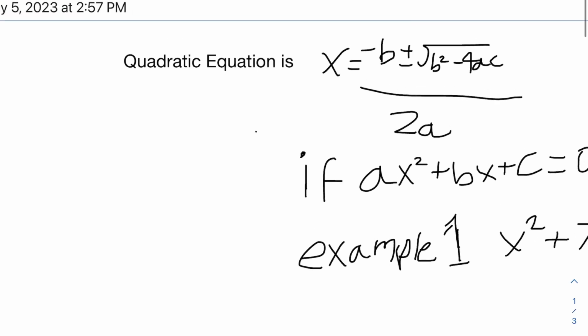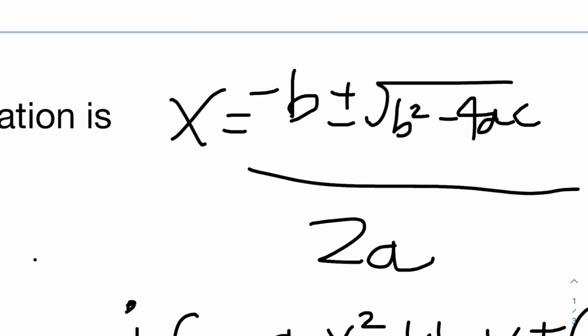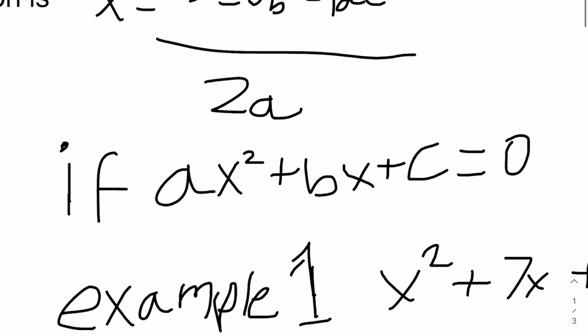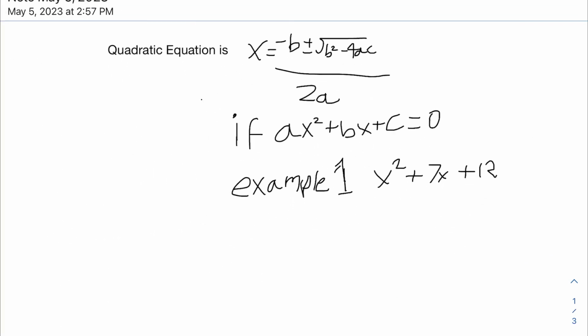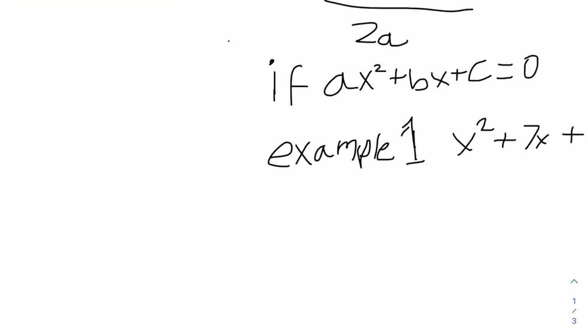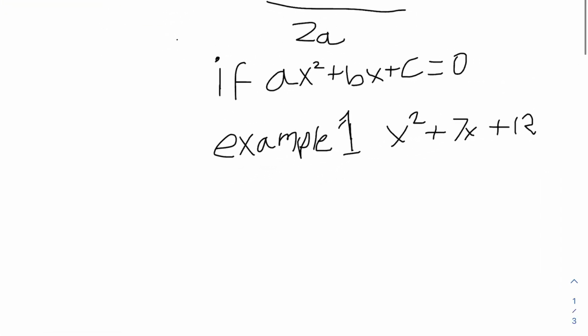The quadratic equation is x equals negative b plus or minus the square root of b squared minus 4ac, all over 2a. And this only works if ax squared plus bx plus c is equal to 0. Okay, so let's solve some problems using the quadratic equation.